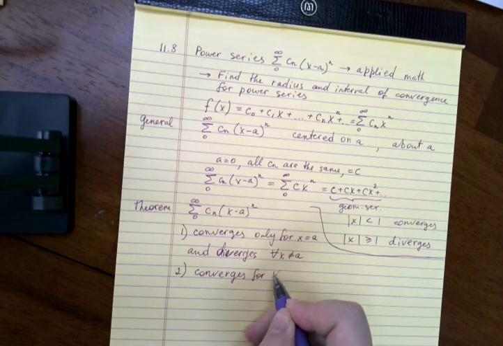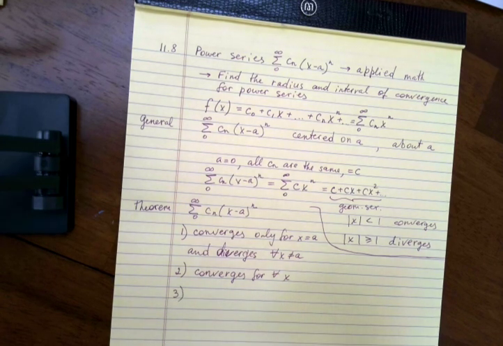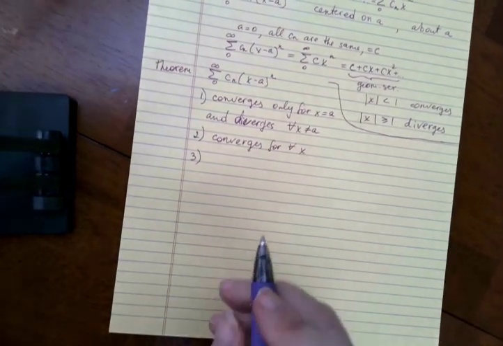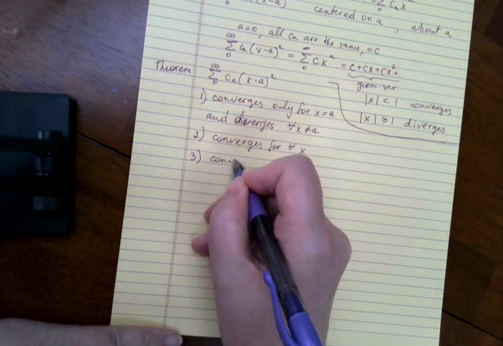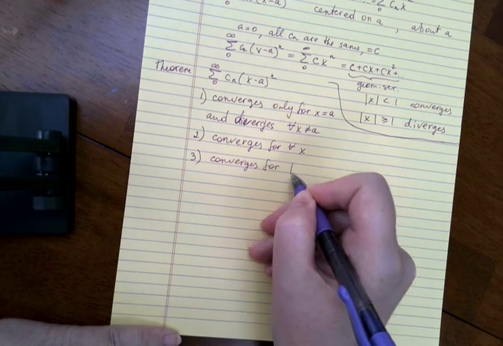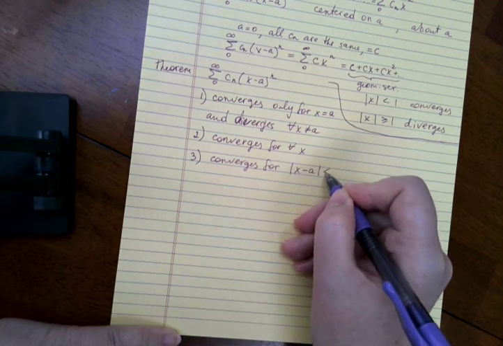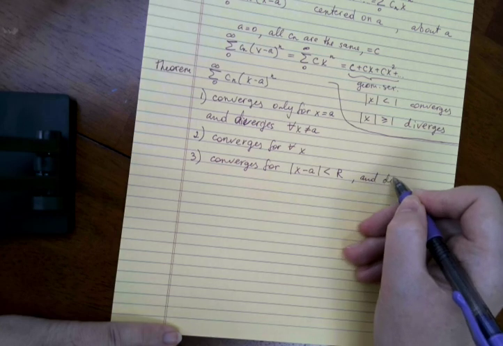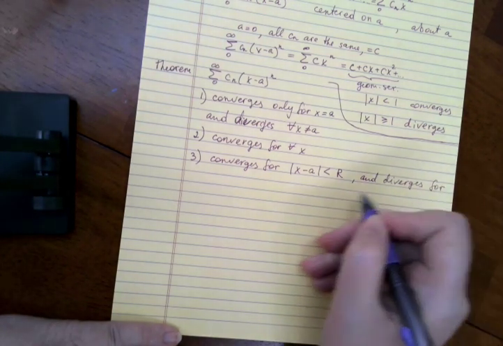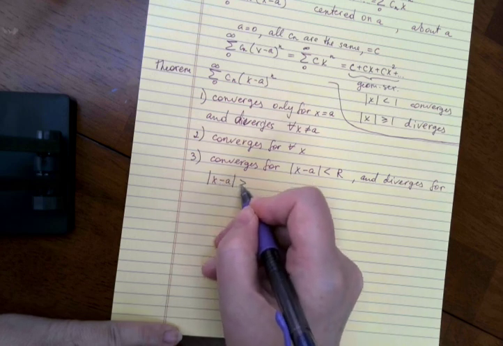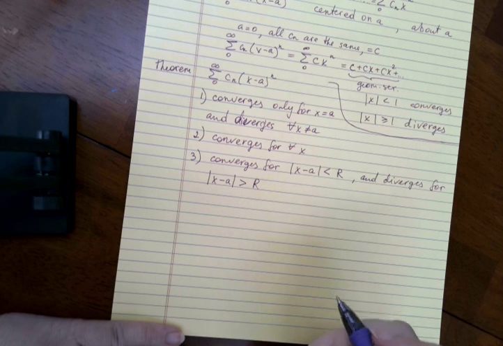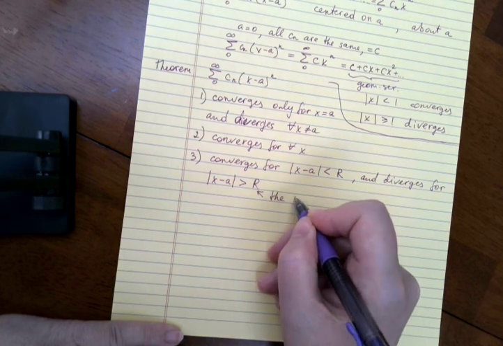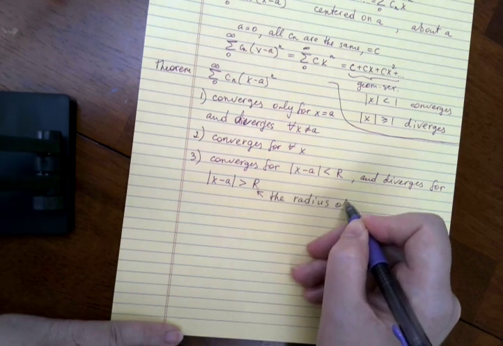Converges for all x, and the case that you will deal with the most, and the most realistic case, would be when the series converges for absolute value of x minus a less than some positive value r, and diverges for absolute value of x minus a greater than this value of r, and in this case the value of r is called the radius of convergence.